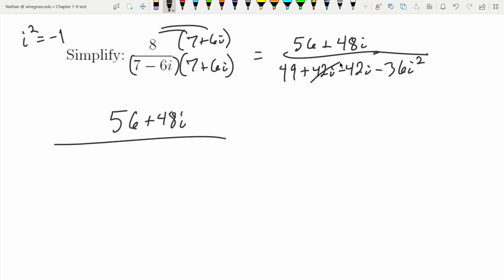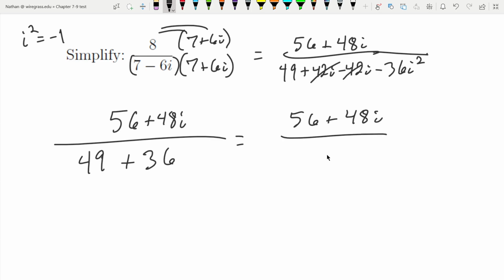On bottom, you can see that these cancel as well. So we get 49 and then plus 36 again. Negative 1 is just i squared. Negative 1 times negative 36 is positive 36. Okay, we get 56 plus 48i over, it's going to be 70 and 15, so 85, yeah.